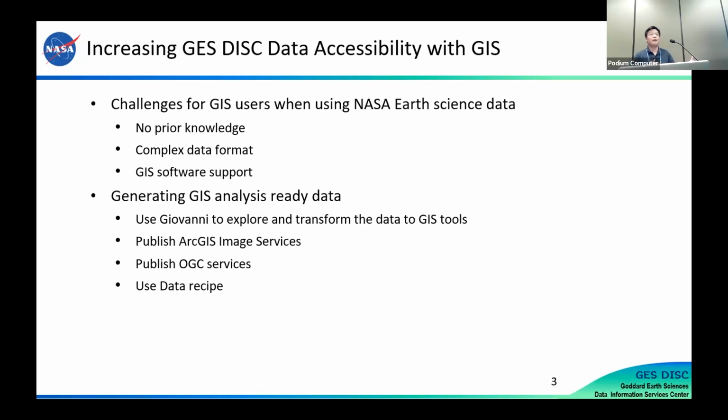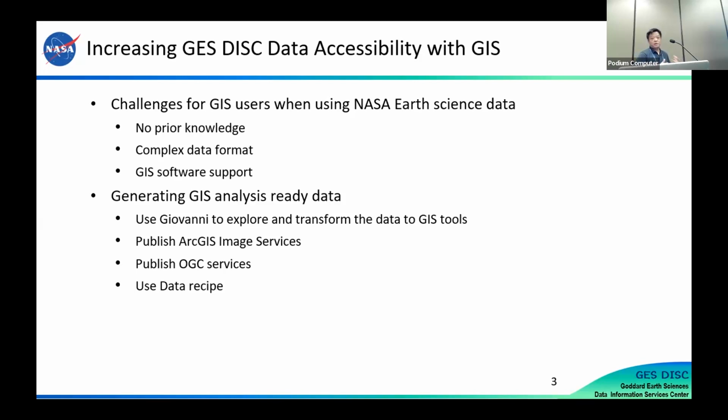However, there are some challenges for GIS users using NASA Earth Science data. Many GIS users are not experts in Earth observation and have no knowledge about NASA Earth Science data. In the GIS community, the most widely used data format is GeoTIFF. But most NASA data is in the complex, multidimensional netCDF and HDF formats. This complexity has made it very difficult for GIS users to use the NASA data. Although GIS software like ArcGIS has made progress in processing multidimensional netCDF data, there are still some issues, particularly with the level 2 data.